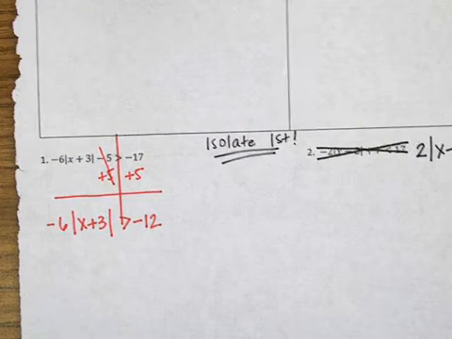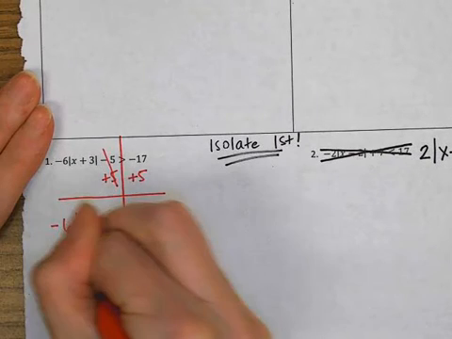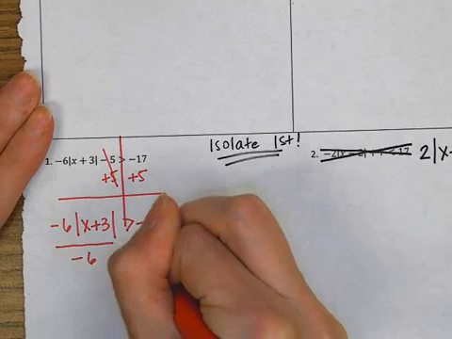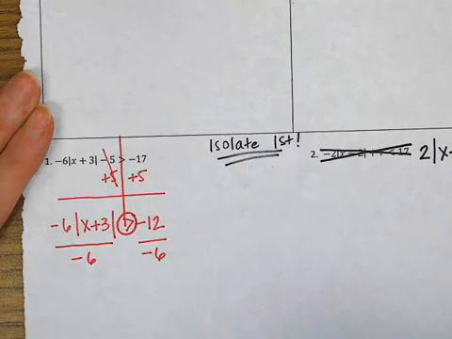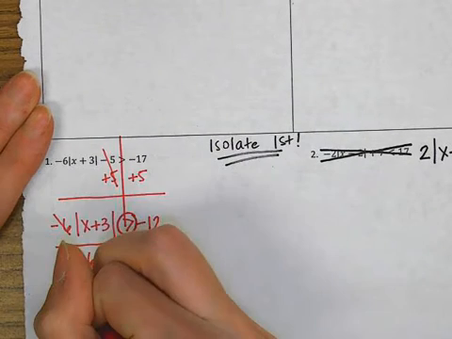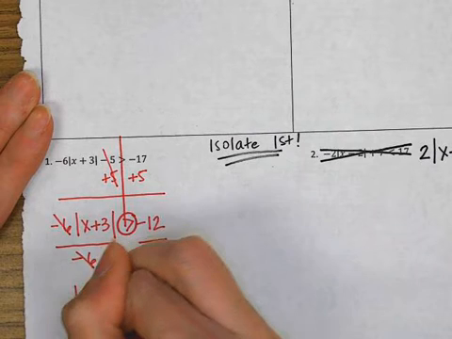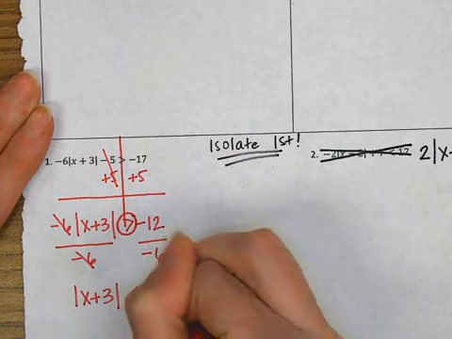And then we're still not isolated. We have to divide by negative 6, divide by negative 6. But don't forget, dividing by a negative, we have to flip the symbol. So we're left with absolute value of x plus 3 is less than 2.